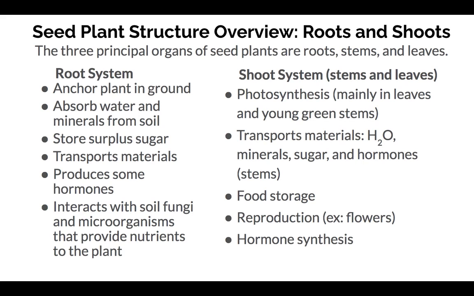The shoot system is responsible for photosynthesis, that is mainly in the leaves and young green stems. It also transports materials such as water, minerals, sugar, and hormones. Stems and leaves can also store food. They are responsible for the reproduction, specifically flowers, and hormone synthesis.